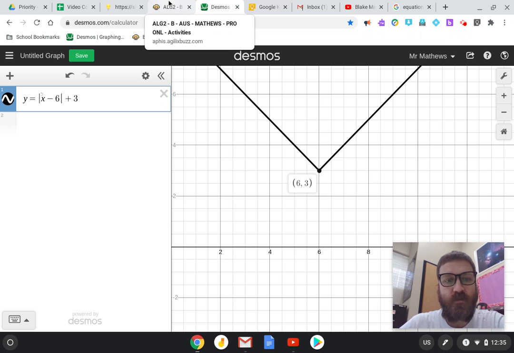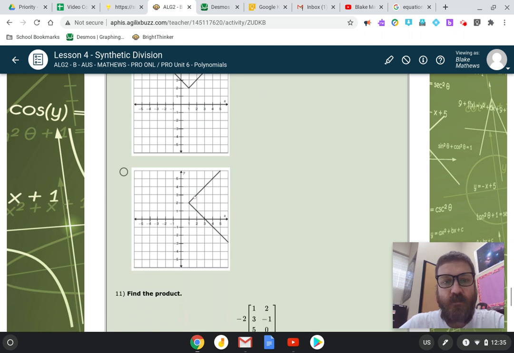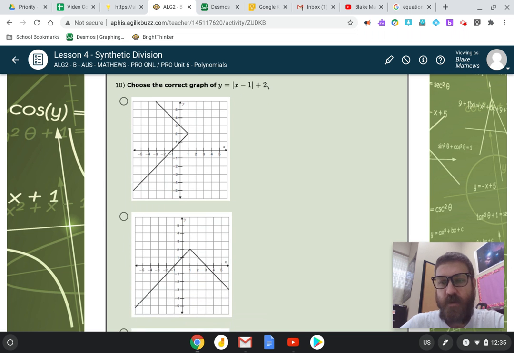So you can do that yourself with the question in the lesson. Again, it's the button here with the A inside the vertical lines. And just type it exactly as it appears, and then look at the graph and see which one fits the graph of that function.